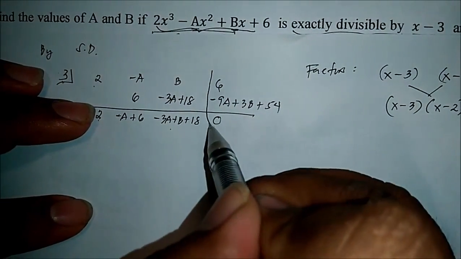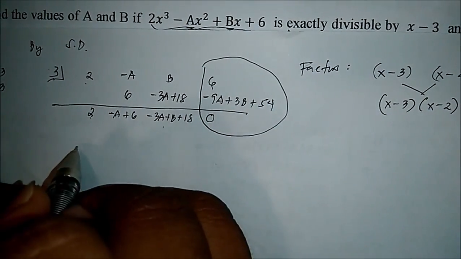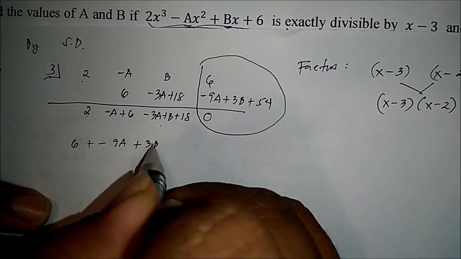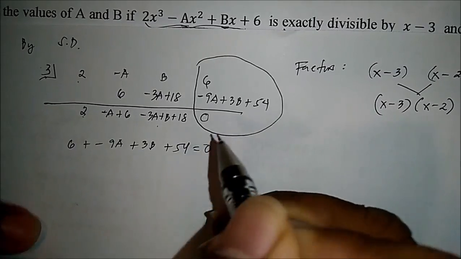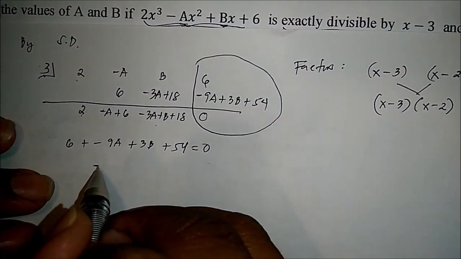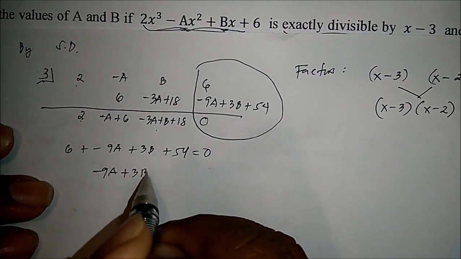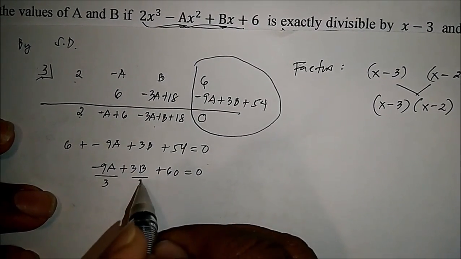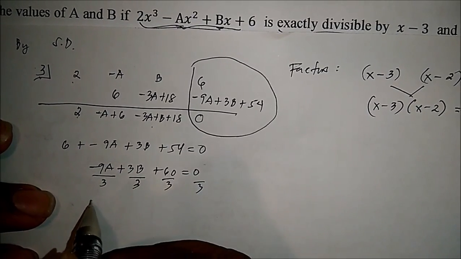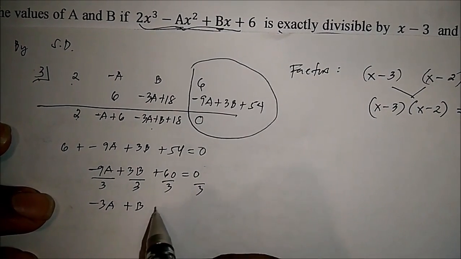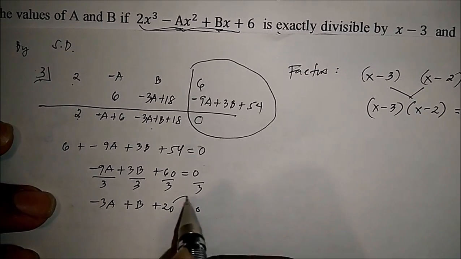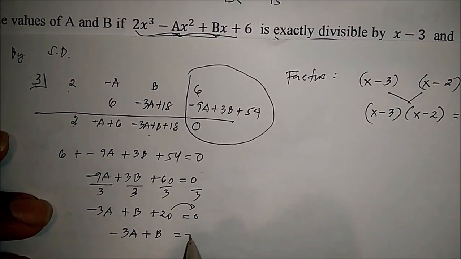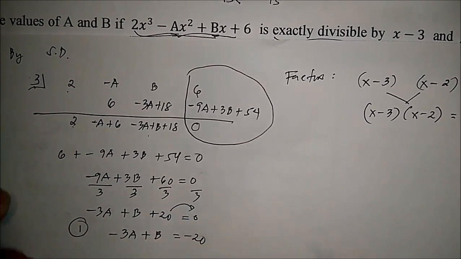Okay? Then, kukunin natin itong equation na to. That is 6 plus negative 9a plus 3b plus 54 equals 0. So, we have negative 9a plus 3b plus 60 equals 0. Simplifying this by dividing by 3, we have negative 3a plus b plus 20 equals 0. And then, applying APE, we have negative 3a plus b equals negative 20. Let this be equation number 1.